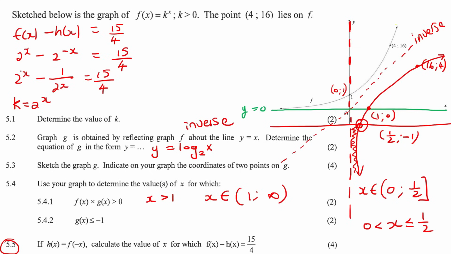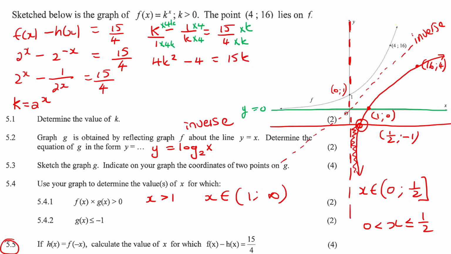So if k is equal to 2 to the x, then this is going to be k minus 1 over k equals to 15 over 4. Now we need to get a common denominator, which would be 4k. So that means this needs to be multiplied by 4k, top and bottom. This one needs to be multiplied by 4, and this one needs a k, top and bottom. And so here we end up with 4k squared minus 4 equals to 15k.